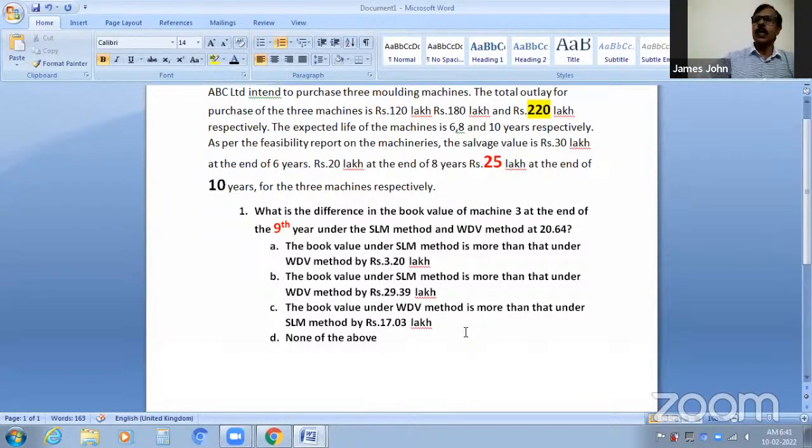So what is the difference between these two? 44.5 is the book value under straight line method, and 27.47 is the book value under written down value method. So which answer is correct? The straight line method book value is more by 17.13. Here the written down value method is more than straight line method. That is wrong. So the answer is none of the above.